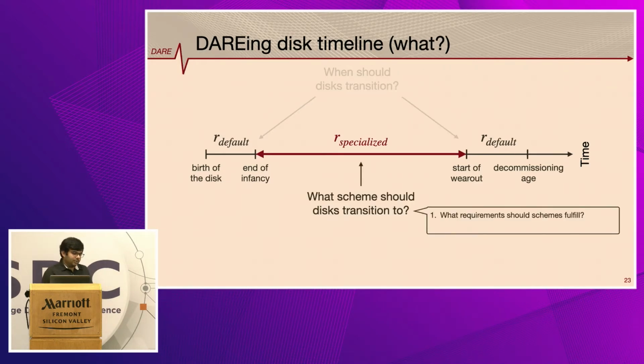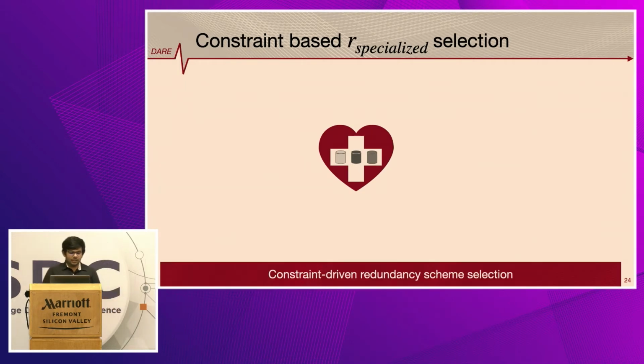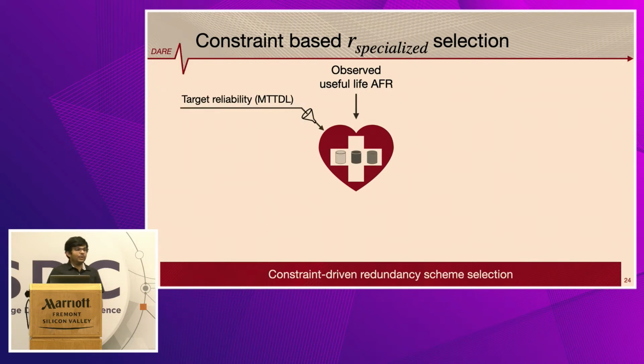Now, coming to the next question, what schemes should disks transition to? Essentially, what requirements should these schemes fulfill? And for that, we have the redundancy tuner. In HART, we follow a constraint-based selection of schemes. So you have the observed life AFR as one of the inputs to HART. And now we have a bunch of constraints encoded in HART, which we have designed based on speaking to storage administrators of large clusters.